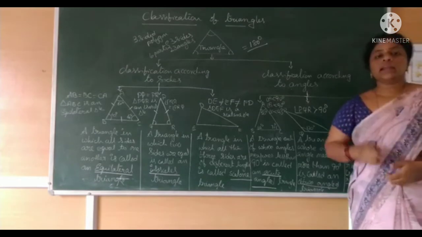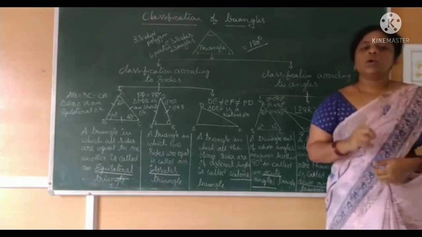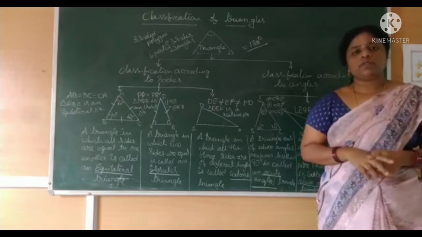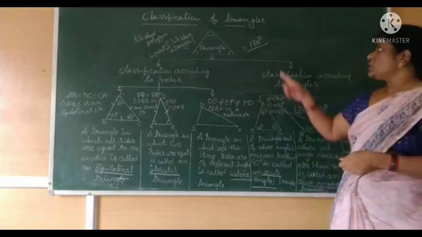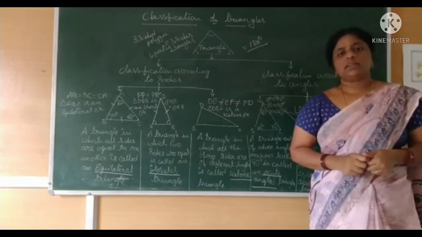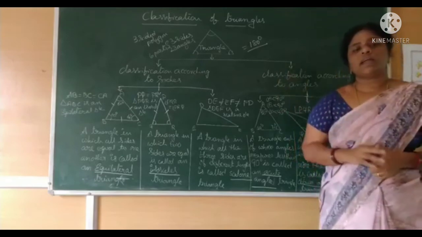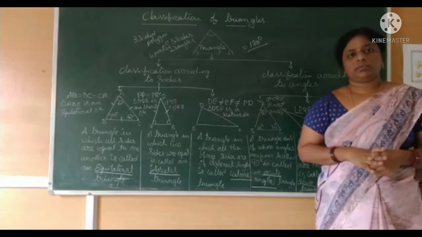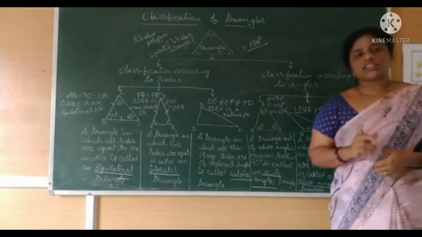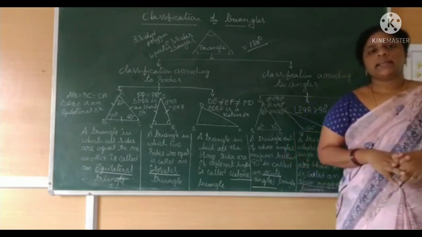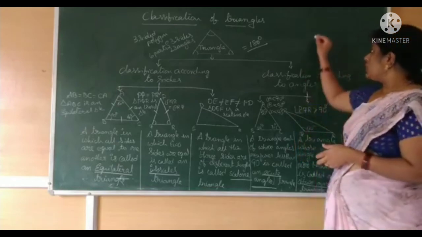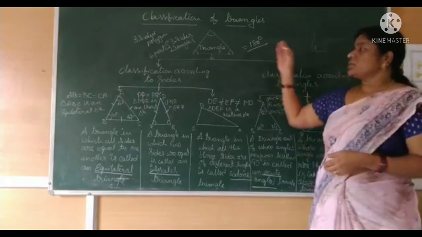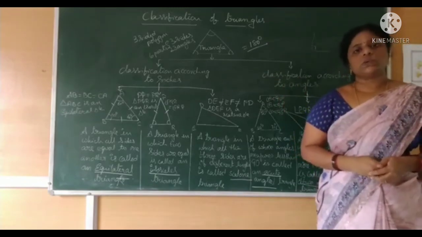And one more: in a triangle, only one obtuse angle is possible. Why? Because we know the sum of the interior angles equals 180 degrees. That's why in a triangle, any one of the angles can be greater than 90 degrees. And for construction of triangles, we construct 90 degrees only one time, because only one angle should be 90 degrees. Here also, same problem: the sum of the interior angles equals 180 degrees.